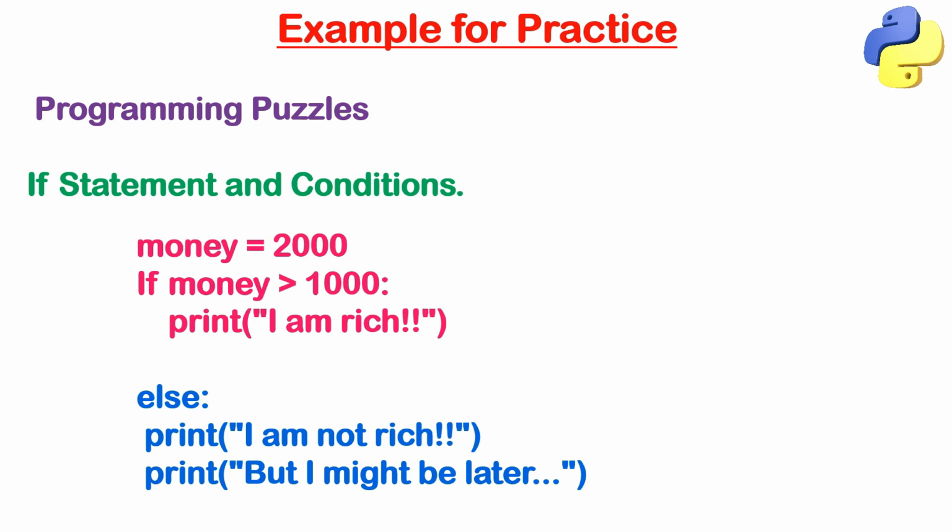Money = 2000. If money > 1000: print I am rich, else: print I am not rich, and print but I might be later. So here we are using two print statements in the else statement. So try running this program and check the output. I hope you have understood this if, else and elif statement.